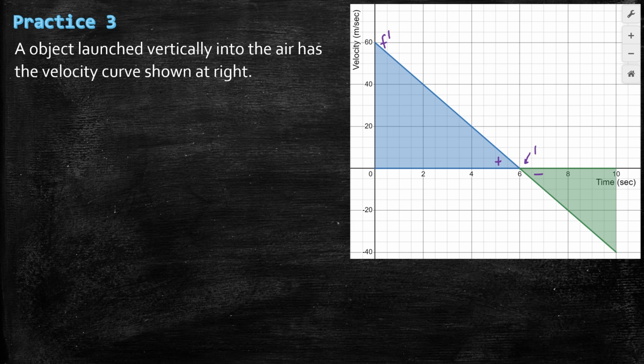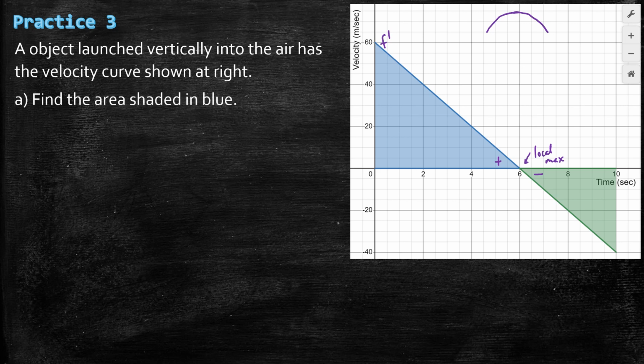So therefore, we must have a local max in the original function, or the height of the object. So at t equals 6, we have a local max there. What that means is prior to 6, the object is rising, and then after 6 seconds, it's descending. That's going to influence our area calculation.